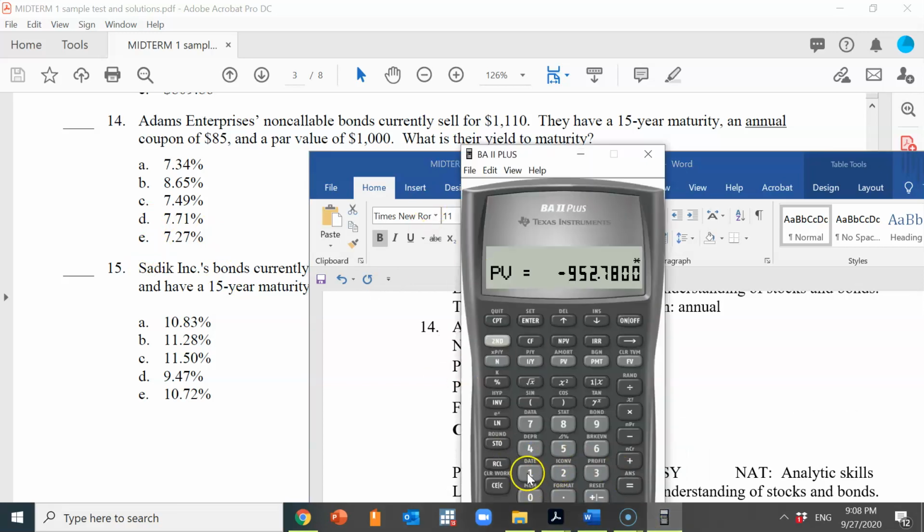Okay, so I could input negative 1110 as PV, something I'm paying today to buy the bond. I know it's 15 years as N. I'm receiving 85 as payments for every year at the end of each year. 1,000 as future value, par value after 15 years. That's what I'm receiving. Compute for I, 7.27, option E.